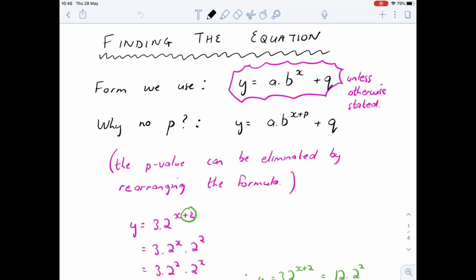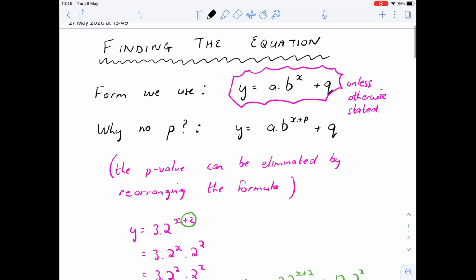Yesterday and the day before we were sketching them, and today we're going to work backwards to find the equations of them. Now, the interesting thing is that the form we use is y equals a b to the x plus q, unless otherwise stated. So essentially, we've left out the plus p. Now, the reason why we've left it out is very interesting.